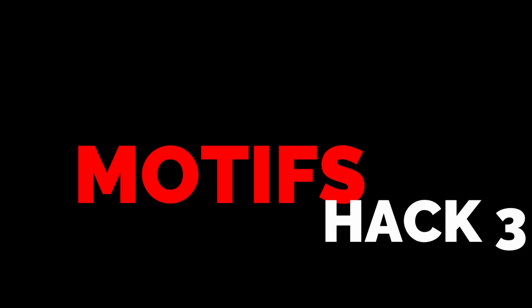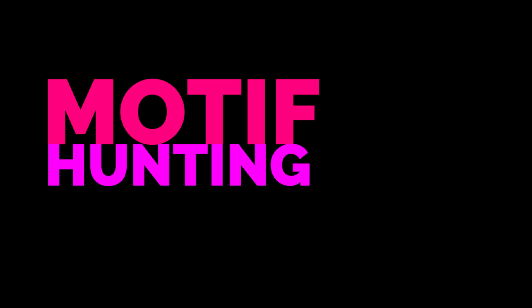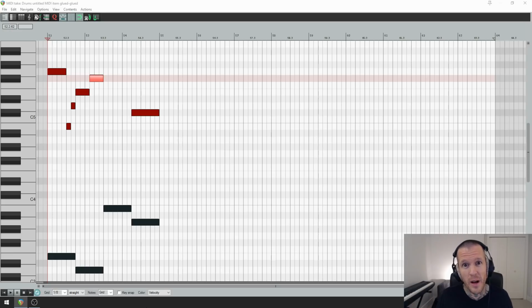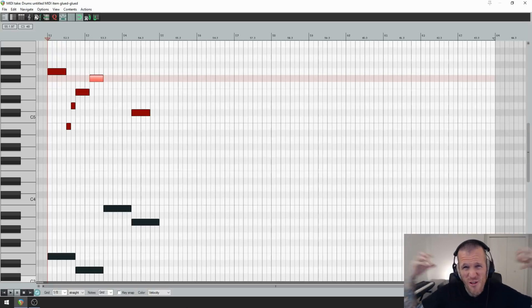Hack 3: Motifs. A motif is a short musical idea, and by reusing it, we guarantee that our melody becomes an earworm. But in order to reuse a motif, we obviously need to find one first. This is what I call motif hunting, and at this stage of the melody writing process, we've got more than enough notes to go motif hunting, so let's do it. The song title is Age of Rising, and we've already turned that rising lyrical motif into a melodic motif in the link that we've just written.